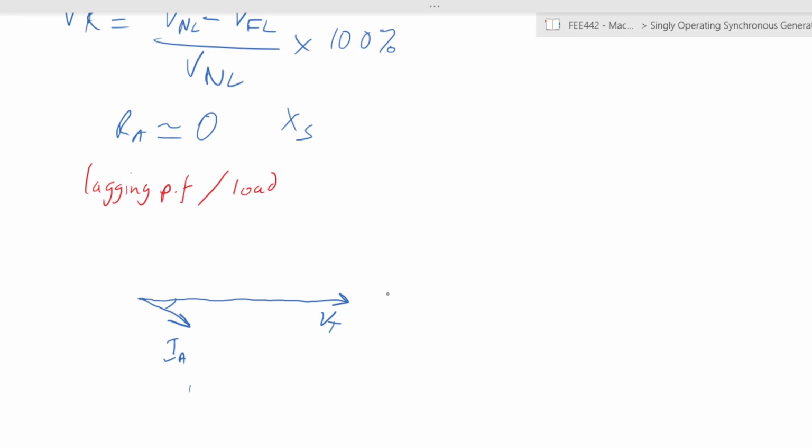The value of I_A X_S, which is applied here, we've already said we are going to disregard the resistance. It will look something like this, so it is perpendicular. Just for the sake of the diagram, let's say it goes all the way up to there. And then, of course, your E_A will have to supply both of them, so E_A is somewhere there.